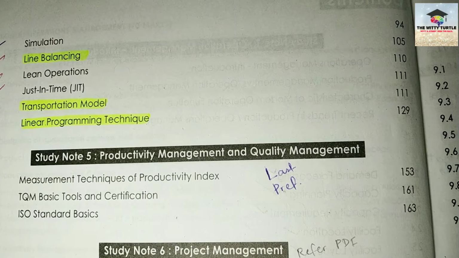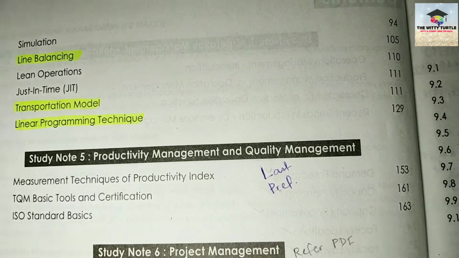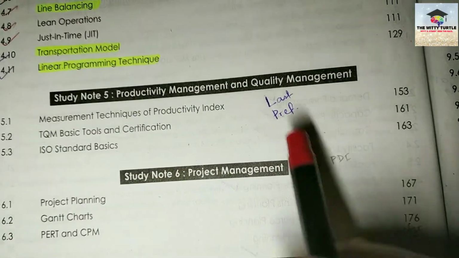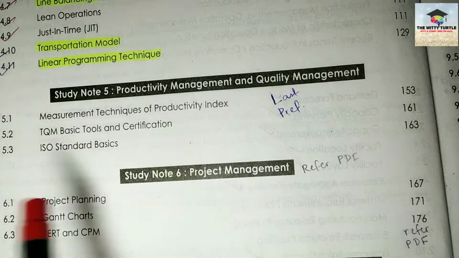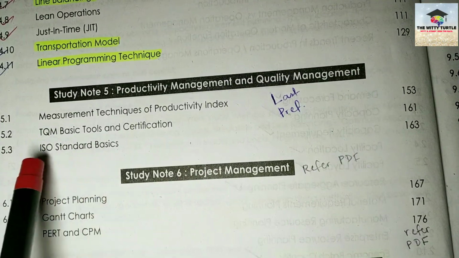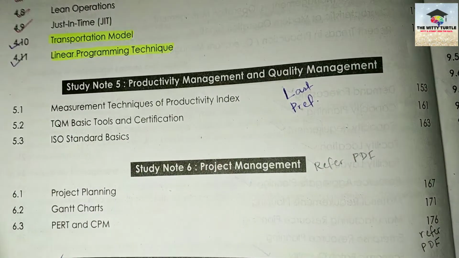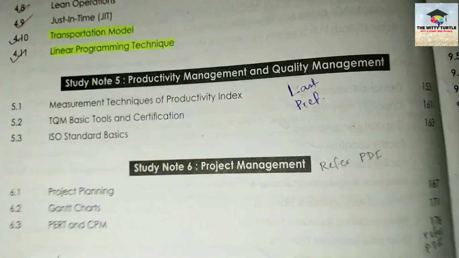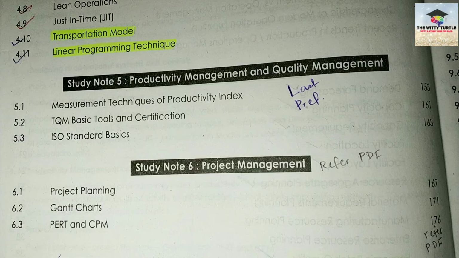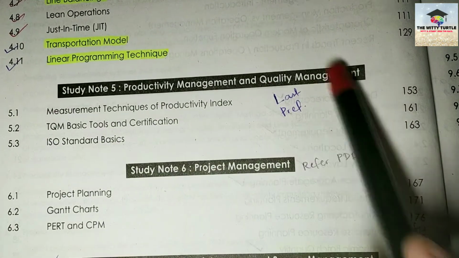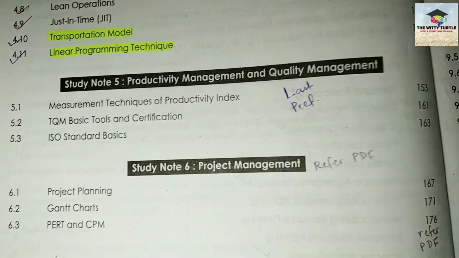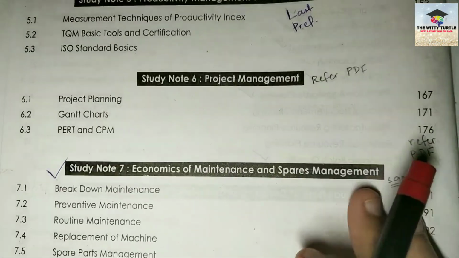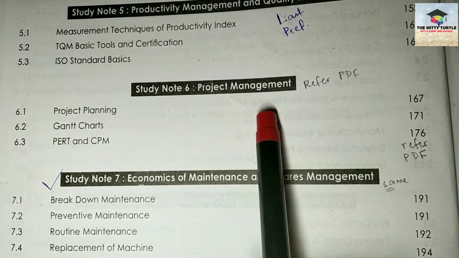Then we have another theoretical study note, study note number 5, productivity management and quality management. What do we have in this chapter? ISO standard basics, then the concept of TQM. This chapter used to be of very little importance in previous exams, but in the December 21 term they asked a case study from this chapter, so we can't afford to leave it. Then we have study note number 6, which is project management.